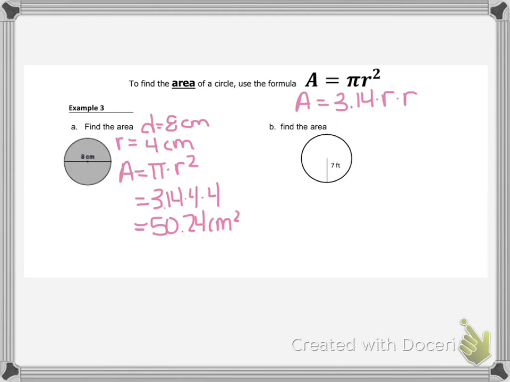In example B now, we were given the radius. The radius is 7 feet, so that makes our job a little bit easier. We don't have an extra step where we need to find it. So using the formula area equals pi times radius squared, we will substitute in 3.14 times the radius, which is 7, times the radius again. So 3.14 times 7 times 7, which is 153.86 feet squared. So there's just over 153 little squares inside that circle.